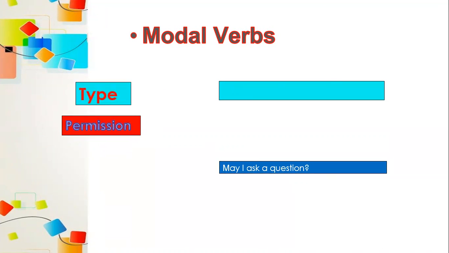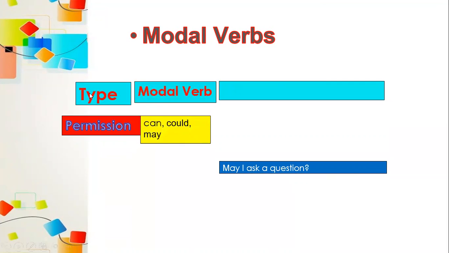Our next type of modal verb is modal verb of permission. Modal verbs of permission indicate whether someone has permission to do something or not. We use the modal verb can to say that someone is allowed to do something, and we use cannot to say that they do not have permission to do something. Modal verbs of permission are can, could, and may. Now we will use these modal verbs in sentences.